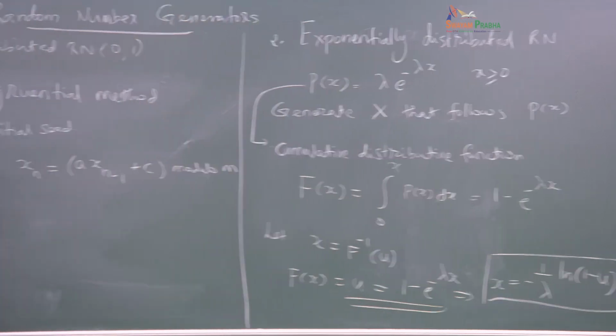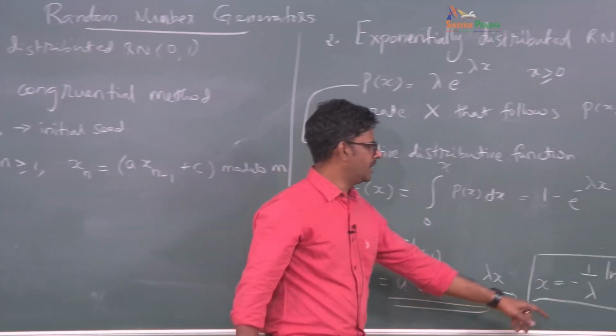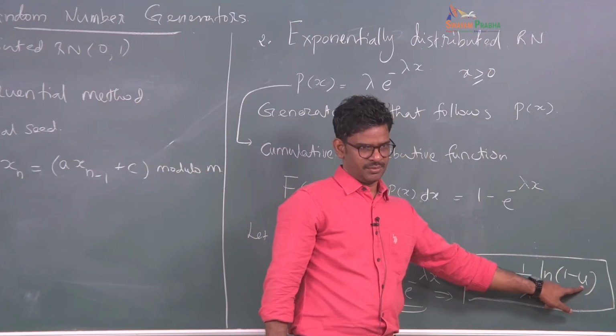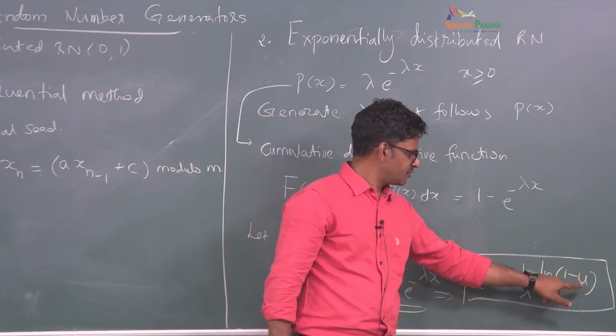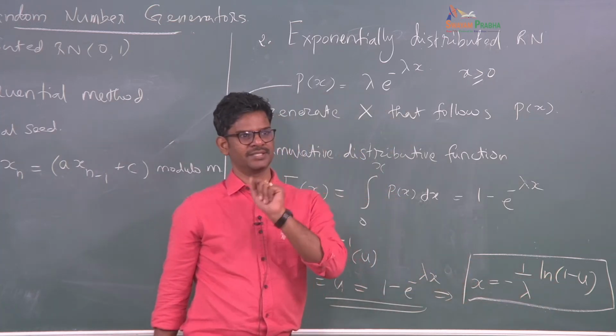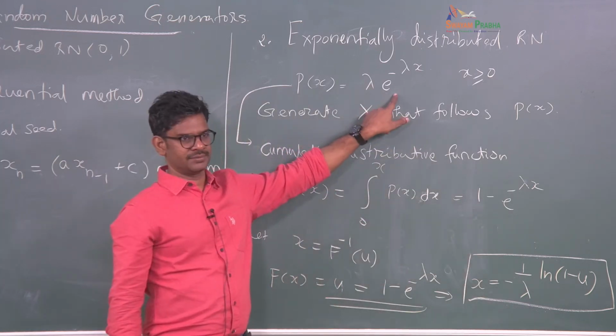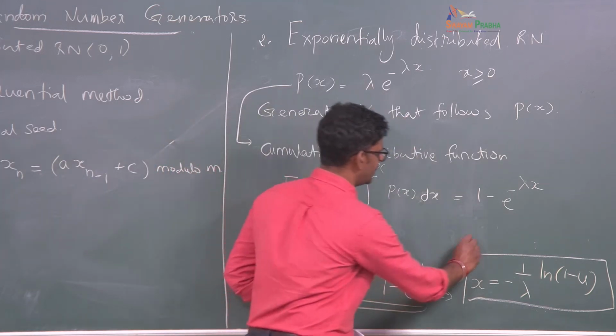So using the mixed congruential method or a multiplicative congruential method, we create a uniformly distributed random number from 0 to 1, substitute that number here, lambda is known, you would have generated one x, and that x is an exponentially distributed random number. Okay, and we call this method the inversion method.